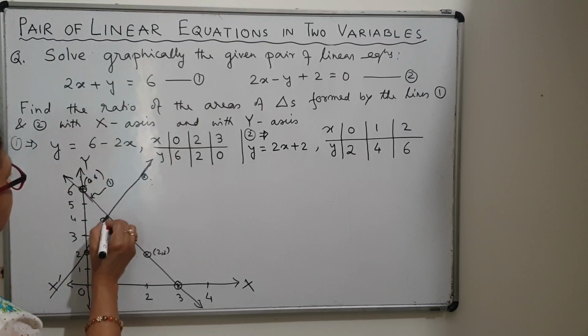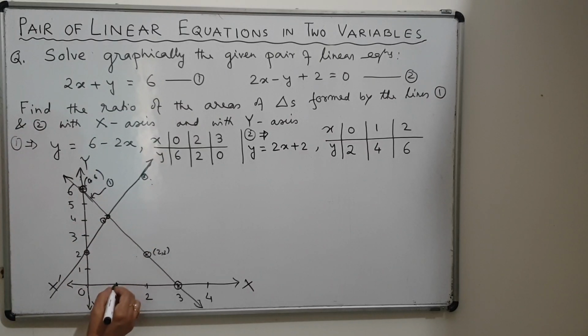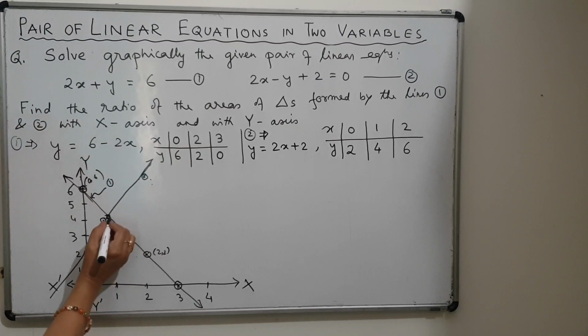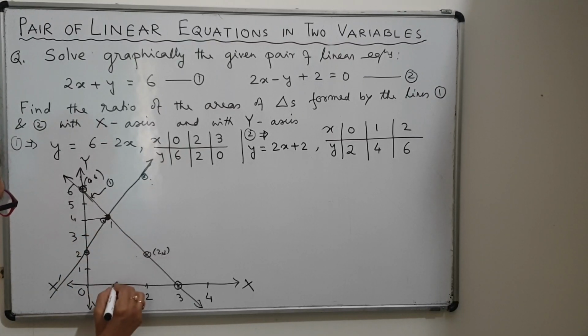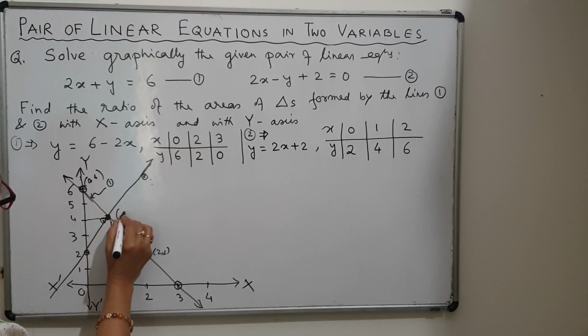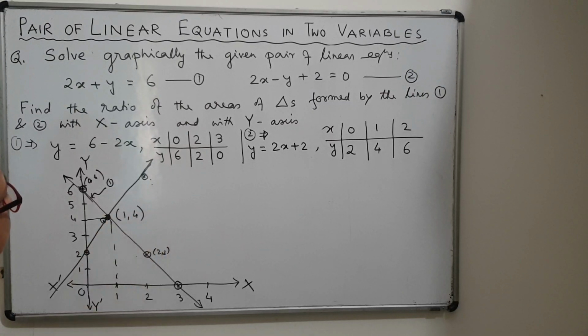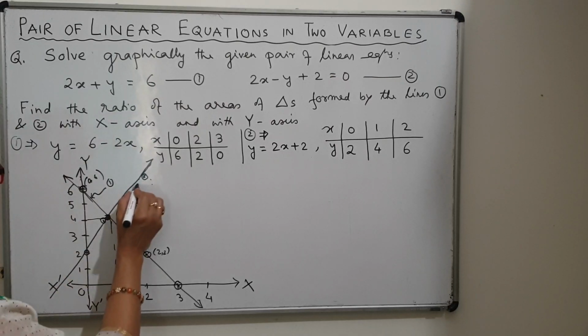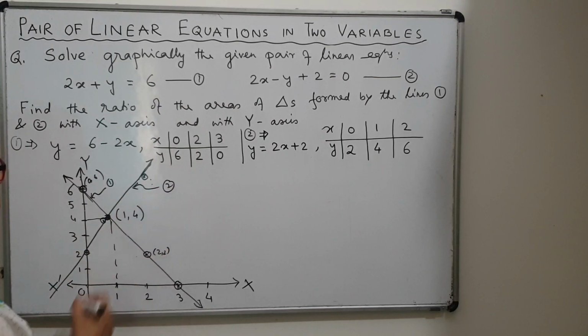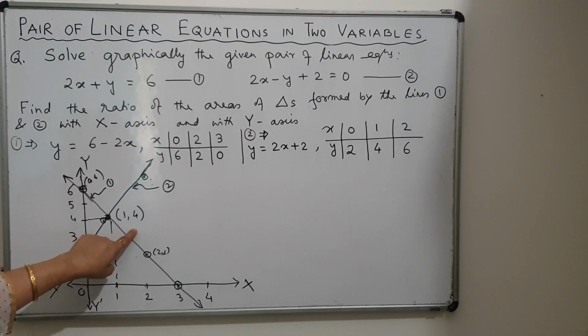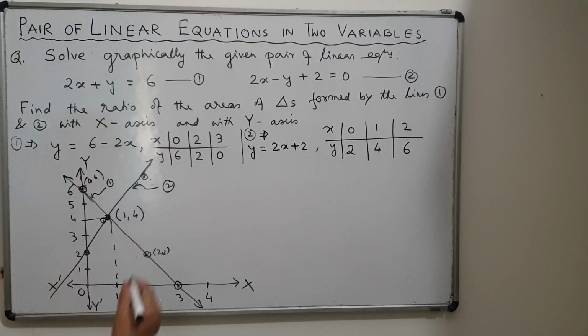So the common point, this is the point of intersection. What is that? It is approximately 1, 4. That's not it. This is approximately the same point here. So this point is 1, 4. So the two lines, this is equation 2. So the two lines intersect at the point 1, 4. So this gives us the solution.